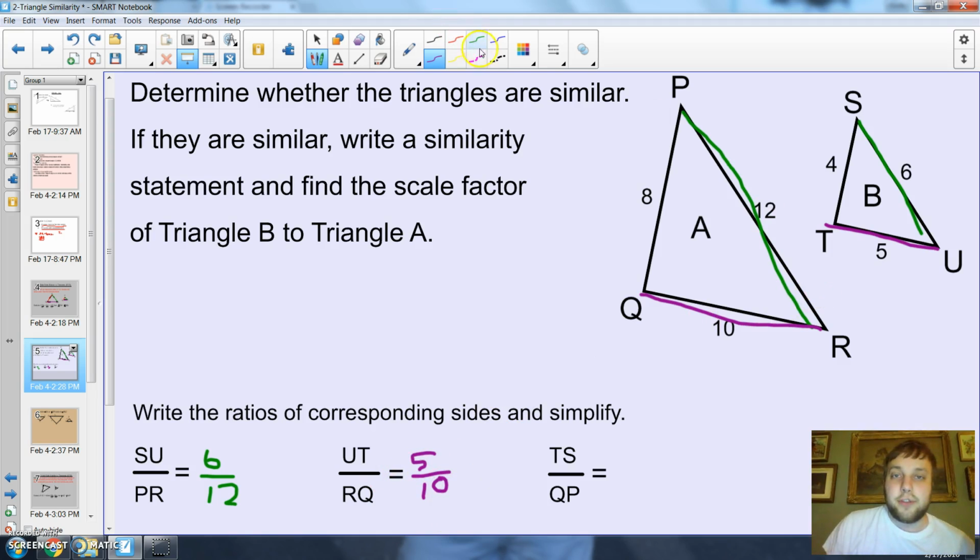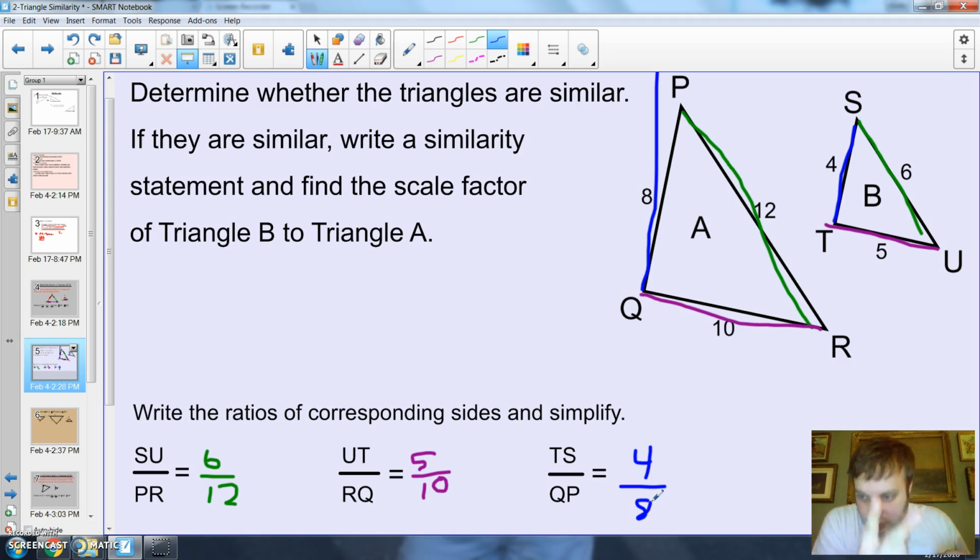All right, now we're going to check this other side, and we're going to do blue. And they say go TS. So this length right here is 4. And does that match up with this side over here, which is 8? 4 over 8 is 1/2 as well. These guys are similar, I know, because of the S, S, S.